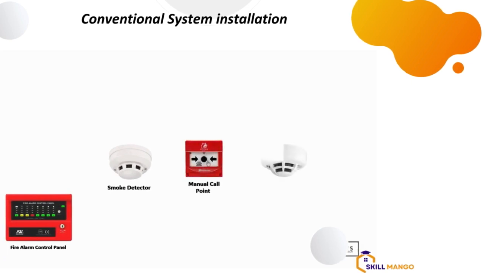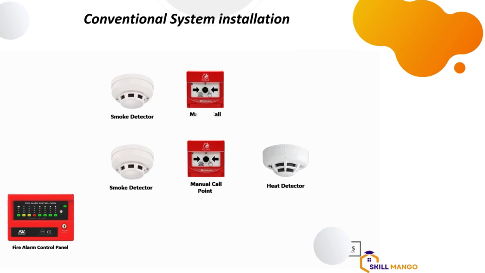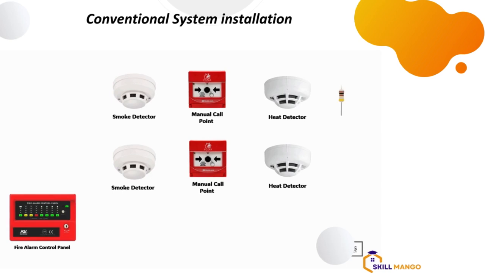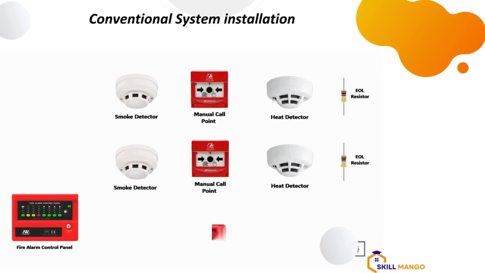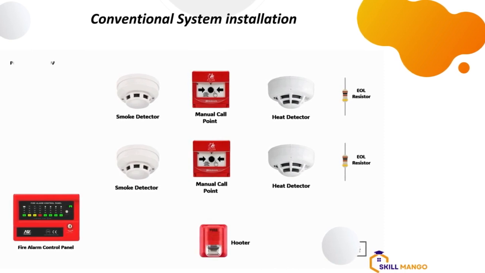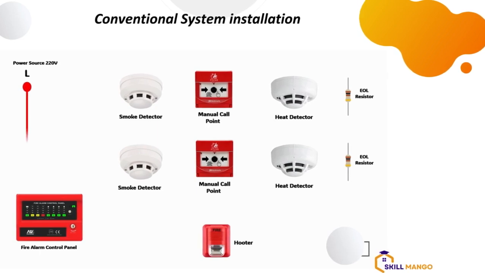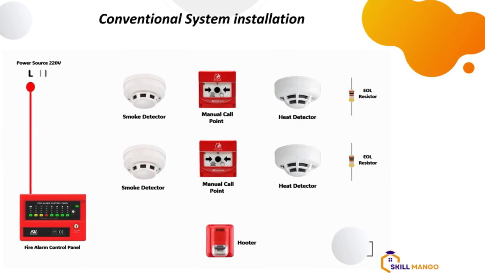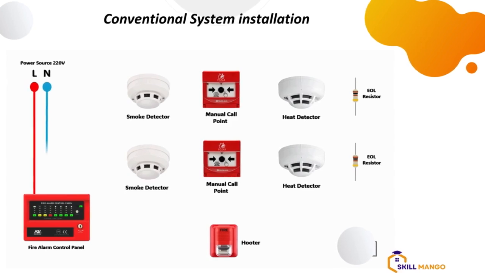You place your smoke detector in different locations. Then you also factor in your heat detectors and your manual call points. They are all wired. They are all positioned in different locations: the kitchen, the lobby, the entrance, the exit point, and all other important areas. If you look at this diagram now, we have the EOL, end of line resistor. You can see each of the lines, each of the zones has its own EOL. This is very important.